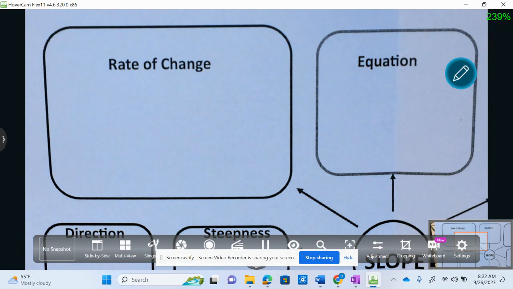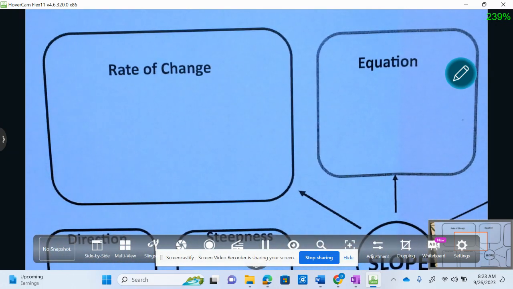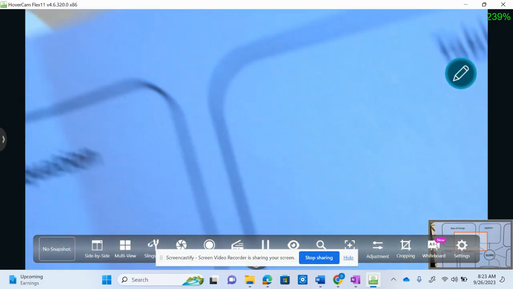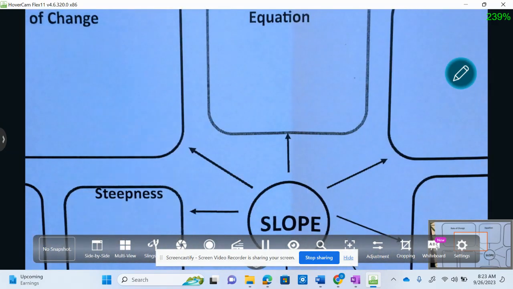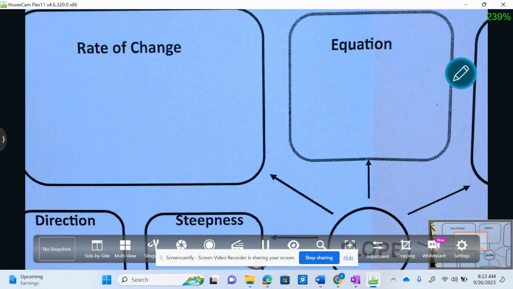So, rate of change. What did we say the rate of change was? The change in what over the change in what? Oh, rise over run? Yeah. It's the change in the Y over the change in X. I have to raise it up so I'm writing on a can or like a pencil holder and it's flimsy.